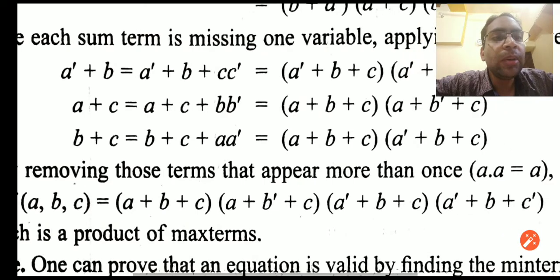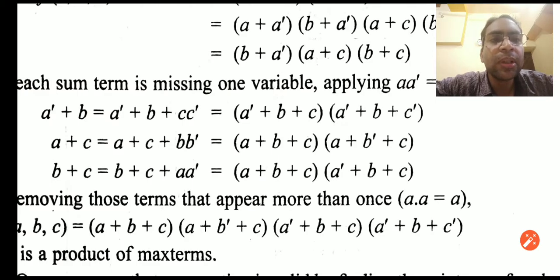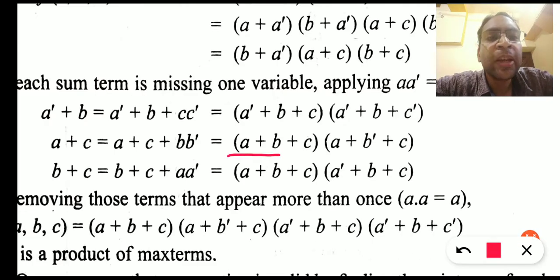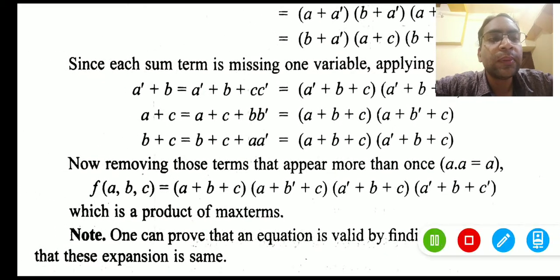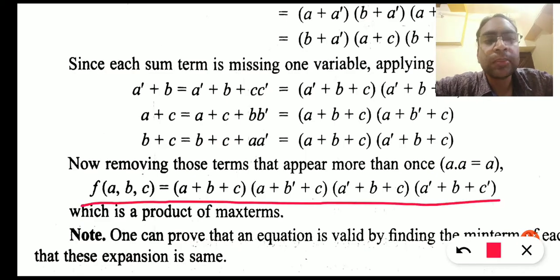Now removing the common terms that are appearing more than once, do we have any common terms in this? Yes, we have a plus b plus c, and a plus b plus c. So we have this common term. We will eliminate this and write it only once. So now this is the final product of sum, that is, product of max terms.